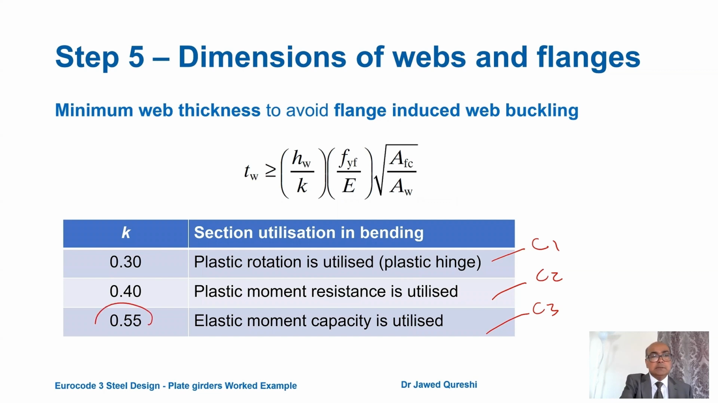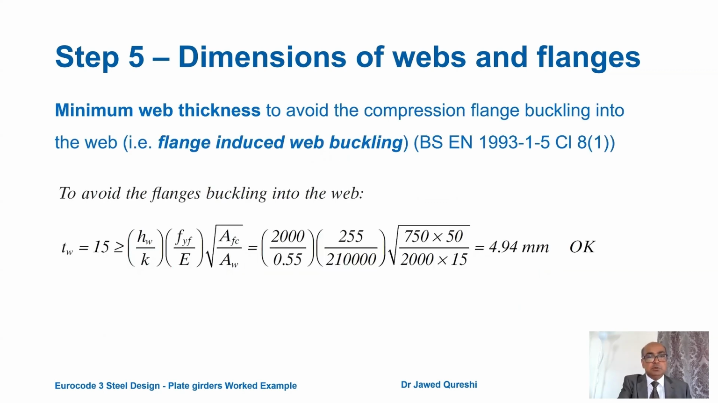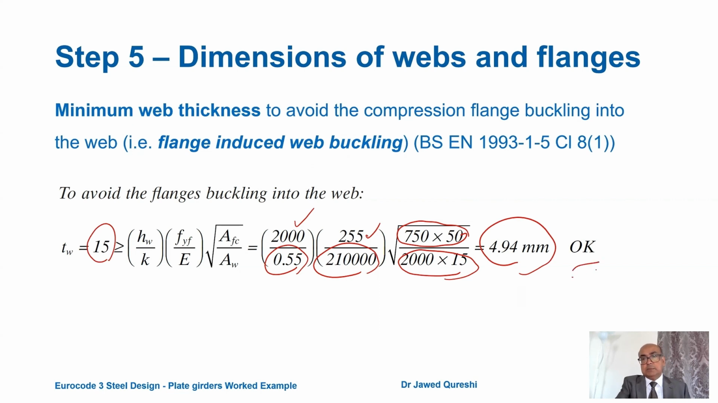As our web is class 4, it means that elastic moment capacity will be utilized, so we'll be using this factor. So TW is HW over K. HW is 2000 and K I just showed you, 0.55. FYF is 255. E is Young's modulus, which is 210,000, under root AFC, area of flange, 750 into 50, divided by area of web, 2000 into 15. So we are getting here 4.94. Our chosen thickness 15 is greater than this one, which means that there won't be any flange-induced web buckling.